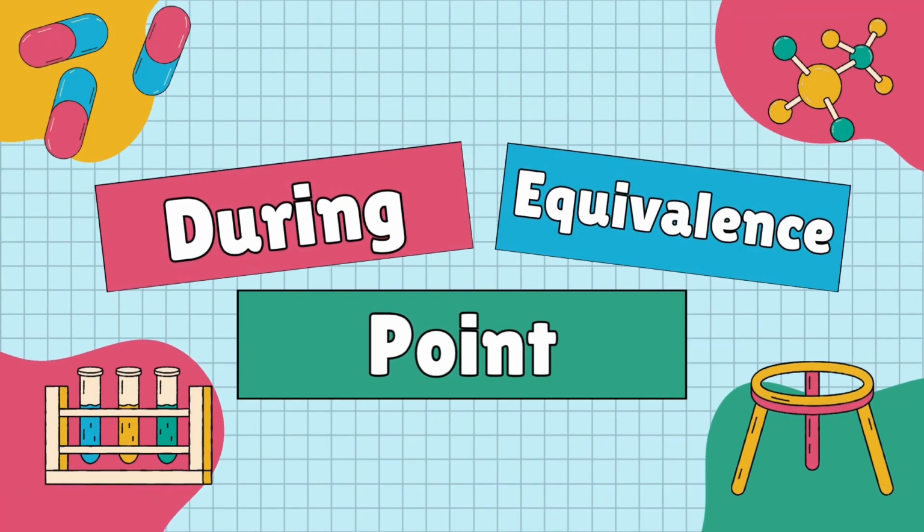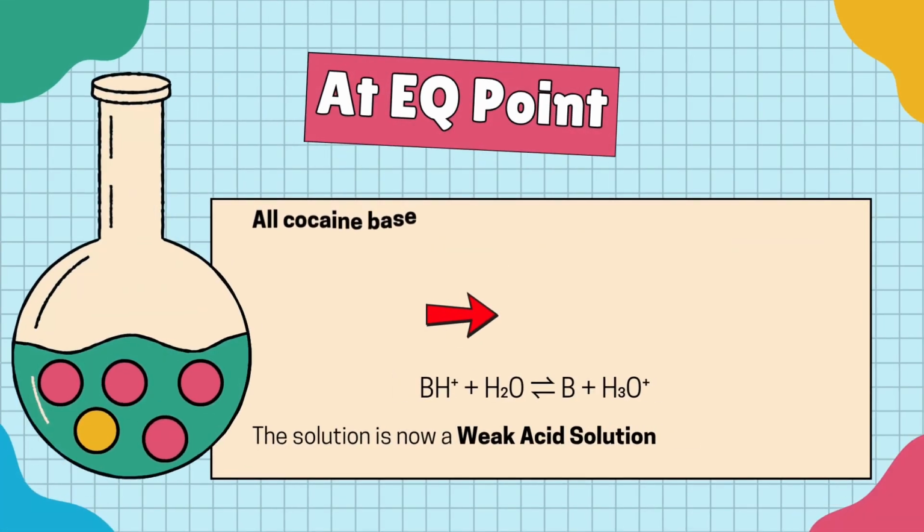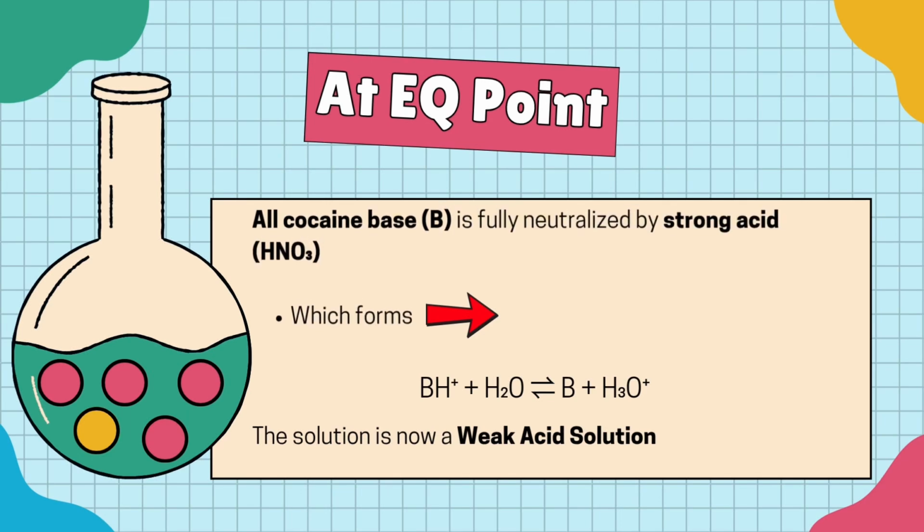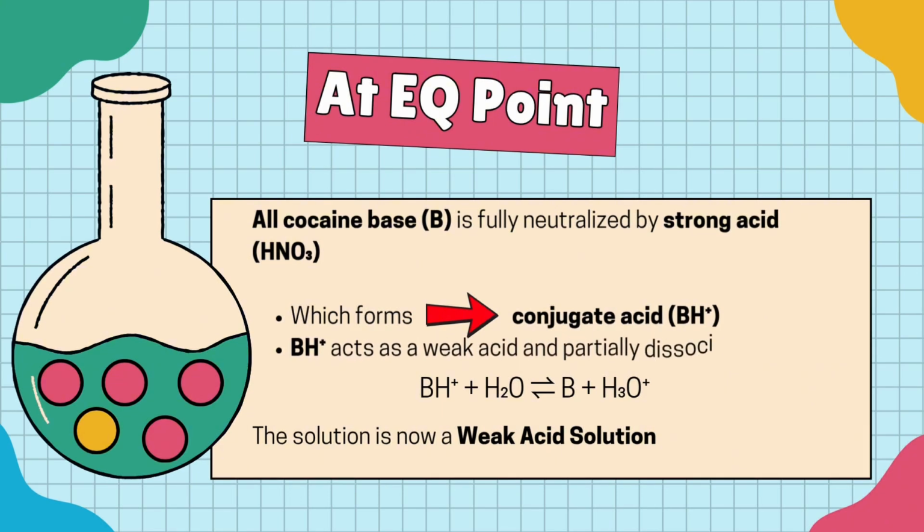Now we have reached a critical stage in the titration, the equivalence point, which occurs at 50.0 milliliters of nitric acid added. At this point, we have added exactly enough acid to neutralize all of the cocaine base. That means all the base has reacted to form its conjugate acid, BH+. Since BH+ is a weak acid, it partially dissociates in water to release hydronium ions, H3O+. So now, the solution behaves like a weak acid solution.